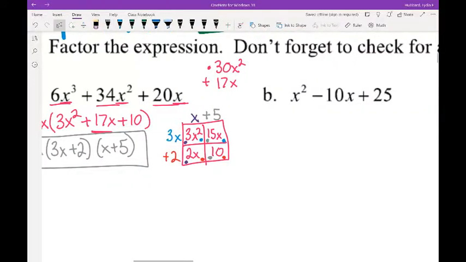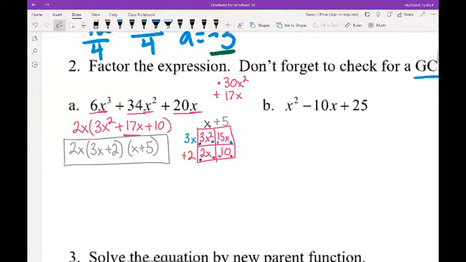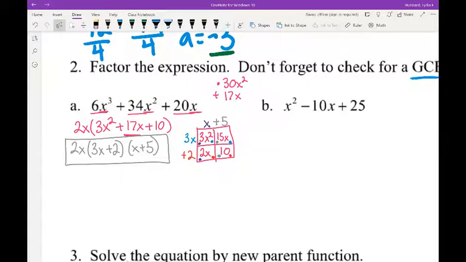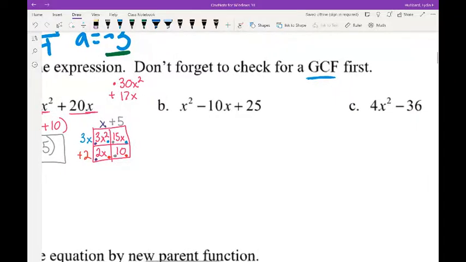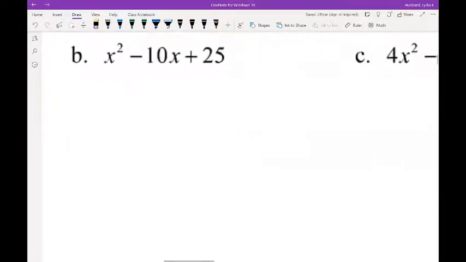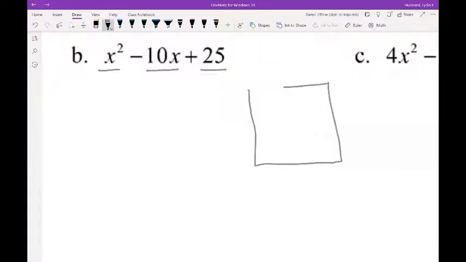Okay, moving on to the next one. Okay, so maybe if you're really good at being able to pick out these perfect square combos, you might be able to look at this and say it's x minus 5 squared, and that would be totally fine. If you didn't see that, then we should again see that we have a trinomial here. First thing we always check is if there's a GCF. So looking at all three of these, none of them have a coefficient or a variable in common.